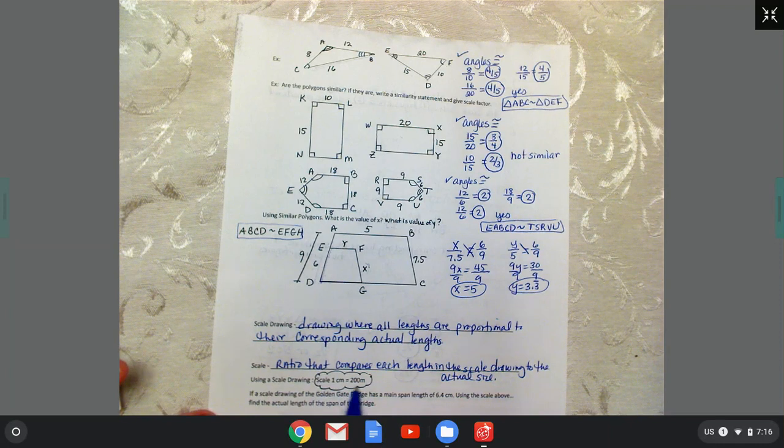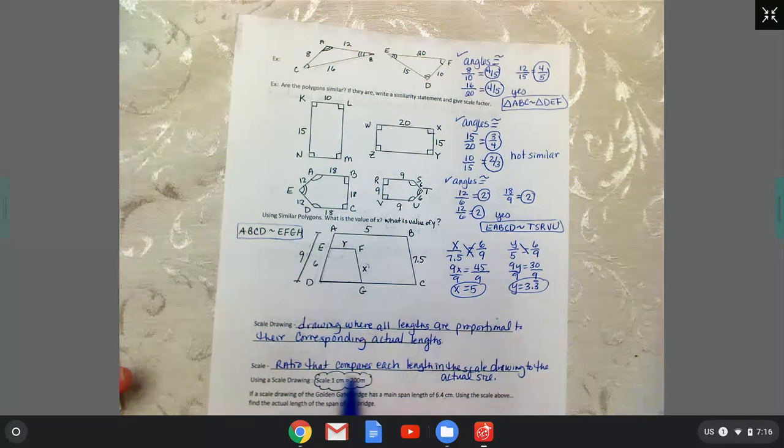They can use any kind of scale they want. So for this last problem, 1 centimeter is 200 meters. If a scale drawing of the Golden Gate Bridge has a main span length of 6.4 centimeters, use the scale above to find the actual length of the span.